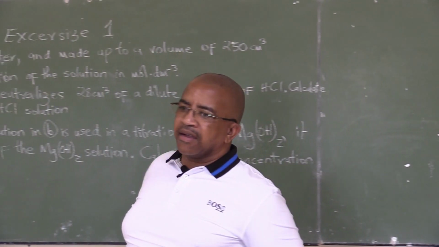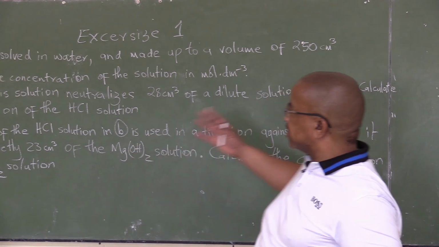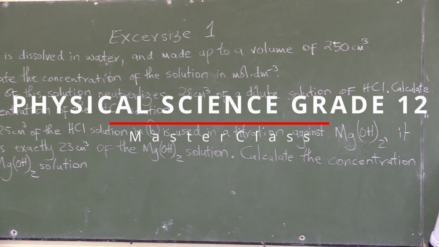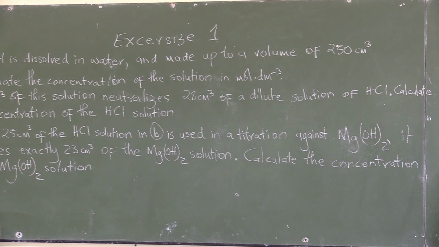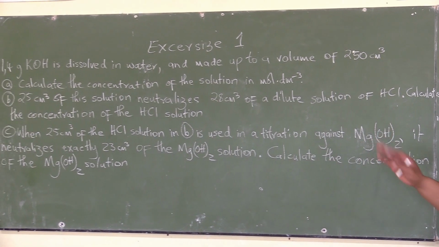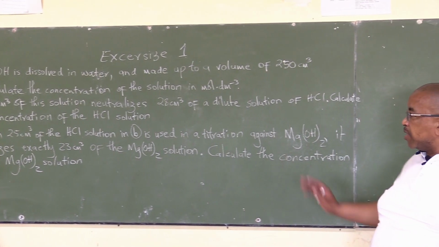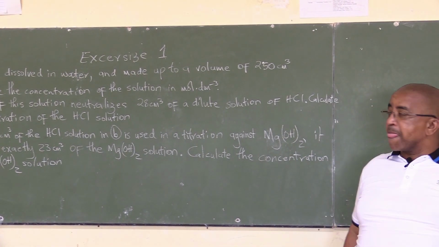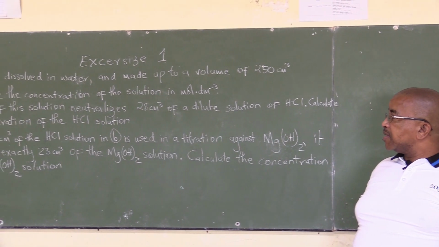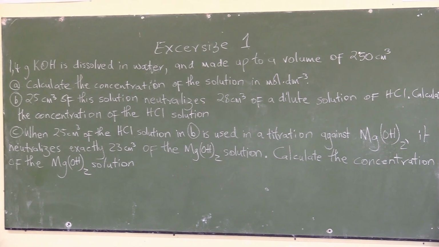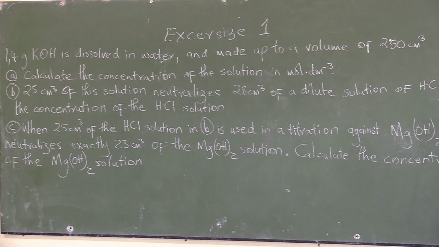Now these are calculations. This calculation is still an exercise. We are not yet at the real thing, we are just doing this to see whether we can answer the question. Now question number 1. Exercise 1: 1.4 grams of potassium hydroxide is dissolved in water.